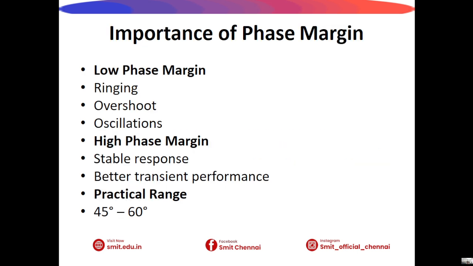The importance of phase margin: if phase margin is very small, the system exhibits overshoot and ringing. If it becomes negative, the system oscillates. A larger phase margin improves stability but may slow down the system response. Therefore, engineers choose an optimum phase margin based on design requirements.